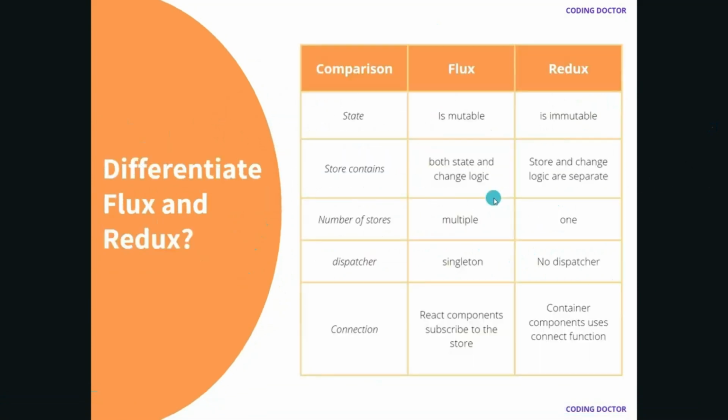Next, differentiate Flux and Redux. Flux is mutable, that means it can be changed. Redux is immutable. Flux can have multiple stores, whereas Redux has a single store. In Flux, we have a singleton dispatcher, whereas in Redux, there is no concept of dispatcher.